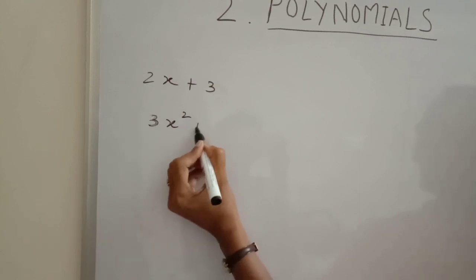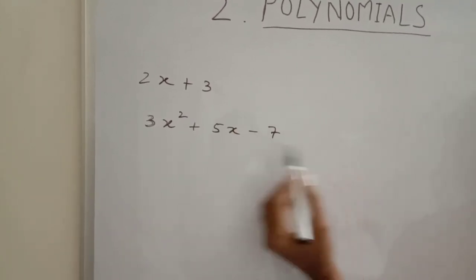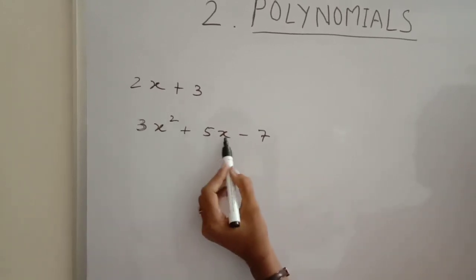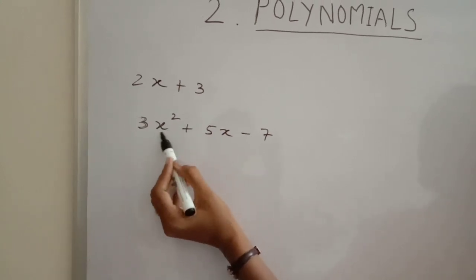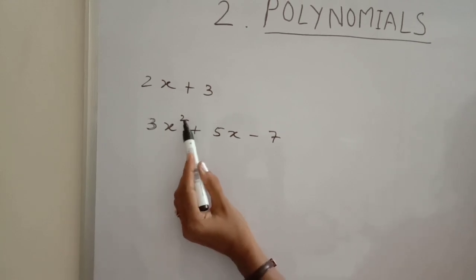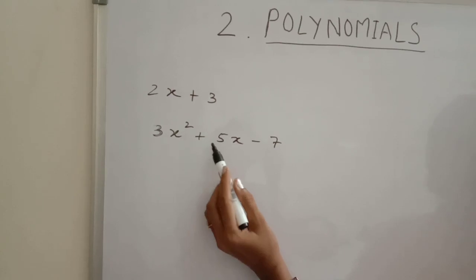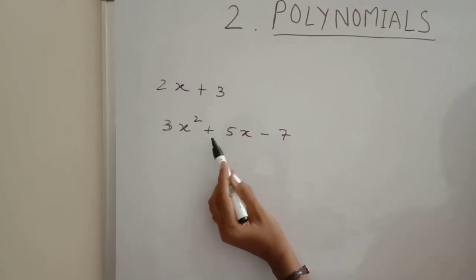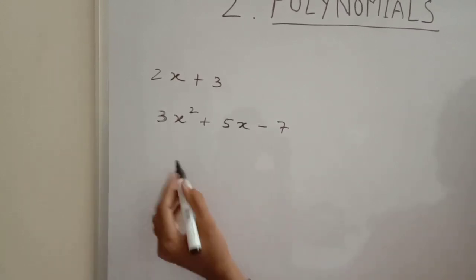Let us take some more examples of polynomials. 3x square plus 5x minus 7. This is also a polynomial. Here the power of x is 2. Here the power of x is 1. Now to be a polynomial, it's compulsory that the power of the variable, that is the exponent of the variable, must be a non-negative integer. Non-negative integer means it may be 0, 1, 2, 3, any number, but not a negative integer, not a fraction.